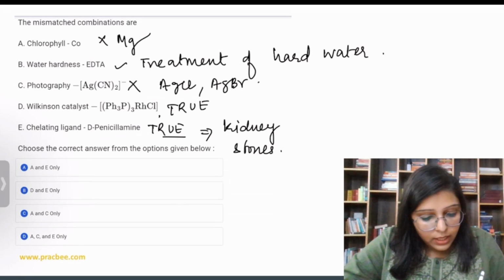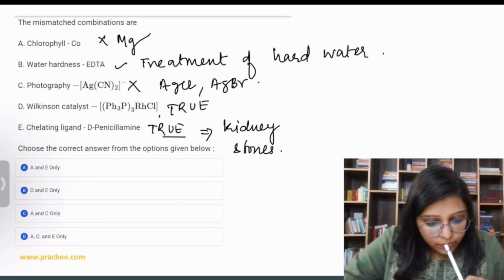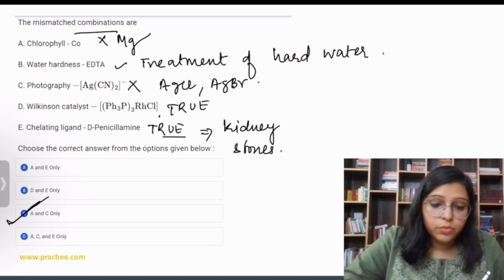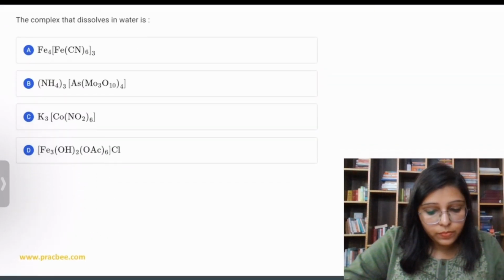So choose the correct answer. We have to choose the mismatched combinations. Mismatched, they are A and C. That is going to be the mismatch. Okay. Now let's do the next question.